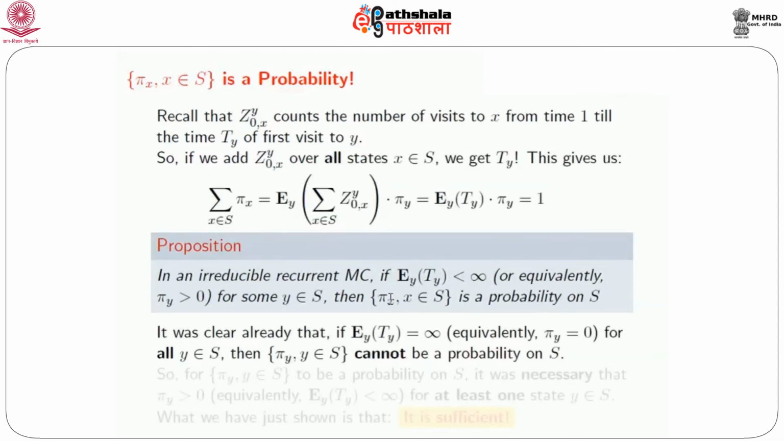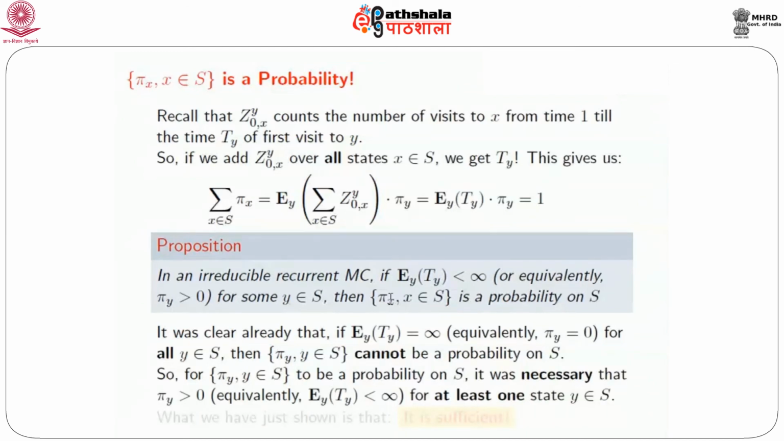Now, it was clear already that if EY TY is infinity, equivalently pi Y is 0 for all Y in S, then we knew that pi Y, Y in S, cannot be a probability, because all of these numbers are 0. So we already observed that for these numbers pi Y, Y varying through S, to be a probability on S, it was absolutely necessary that pi Y must be positive for at least one state Y in S. Pi Y positive is equivalent to EY TY being finite. What we have just shown is that it's not just necessary, it's actually sufficient, in the sense that if we have shown that at least one Y is there for which EY TY is finite, equivalent to pi Y being positive, then it turns out in that case pi X, X in S, is indeed a probability.